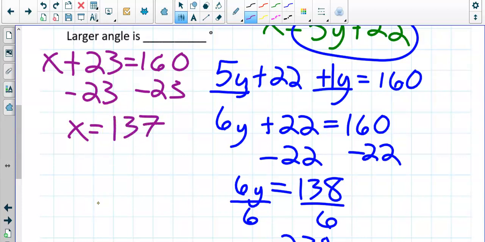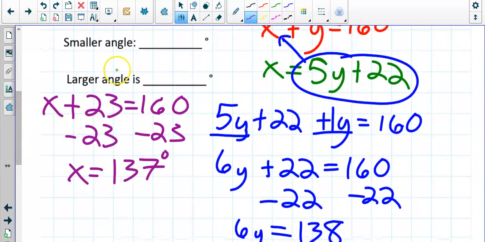All right. So which is the smaller angle? The y. And what value was that? So that's what goes into that blank. And the larger angle is 137. And there you go. Substitution, or systems in general, it's just a lot of work sometimes.